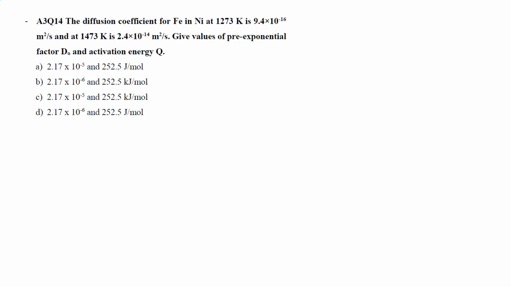Now, solve this problem. Already you know the formula, just do the problem. The question is: the diffusion coefficient for iron in nickel at 1273 Kelvin is 9.4 times 10 to the power minus 16 meters square per second, and at 1473 Kelvin is 2.4 times 10 to the power minus 14 meters square per second. Give values of pre-exponential factor D0 and activation energy Q.